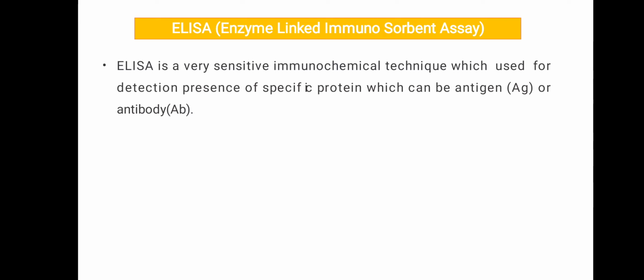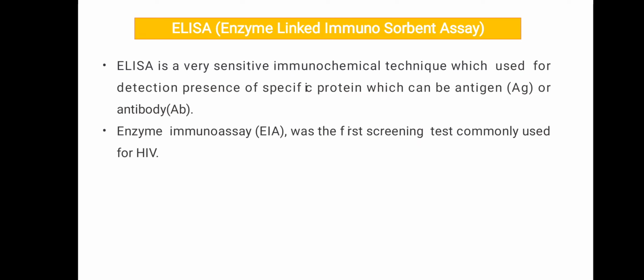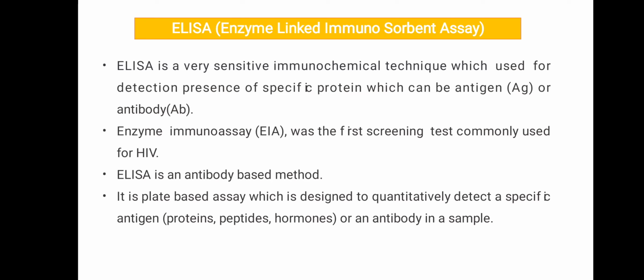ELISA means enzyme linked immunosorbent assay. So what is ELISA? ELISA is a very sensitive immunochemical technique which is used for detection of antigens or antibodies. Enzyme immunoassay was the first screening test commonly used for identification of HIV. Also, ELISA is an antibody-based method. It is a plate-based assay which is designed to quantitatively detect specific antigens, proteins, peptides, hormones, or antibodies in a sample.